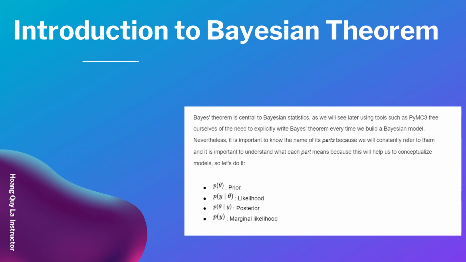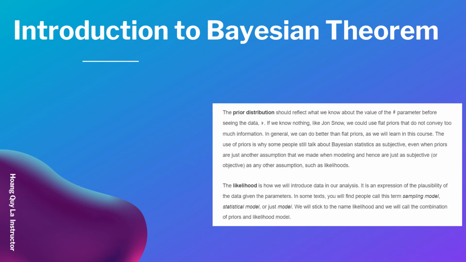So let's do it. We have p(θ) as the prior, p(y|θ) as the likelihood, p(θ|y) as the posterior, and p(y) as the marginal likelihood. I will explain all of them. The prior distribution should reflect what we know about the value of the θ parameter before seeing the data y. If we know nothing, like Jon Snow, we could use flat priors that do not convey too much information. In general, we do better than flat priors, as we learn in this course.